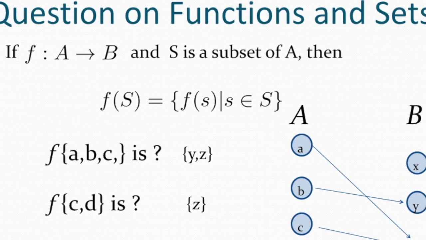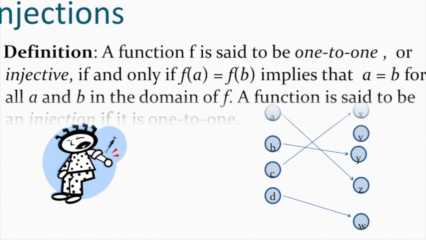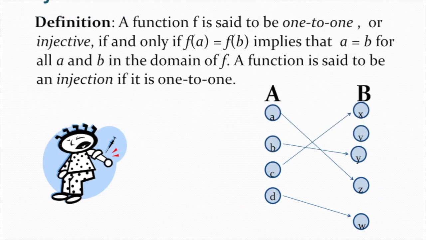Now there are three major types of function that we need to understand. The first one is called injection. It is not the same injection that we know about. It's called injection because the function is mapping an element from set A to set B, but it implies that we have a one-to-one correspondence. So every element from A has been mapped to an element from B.